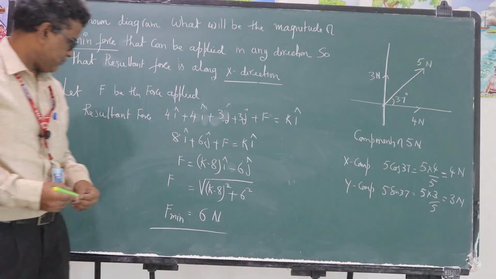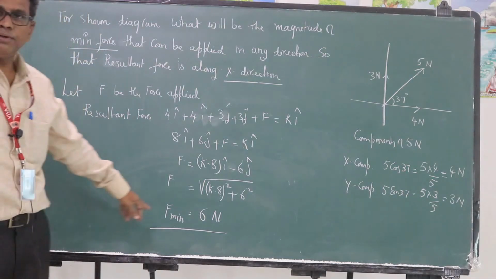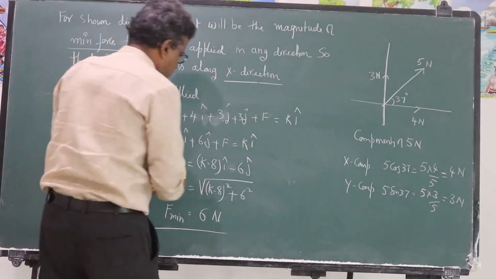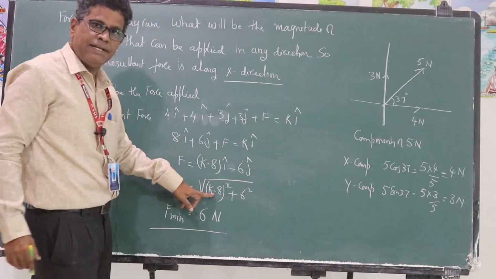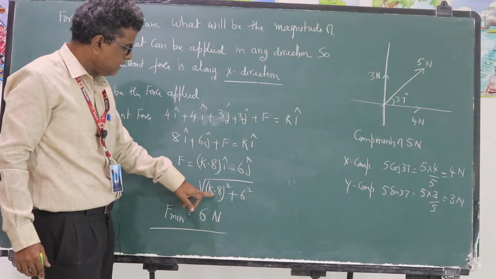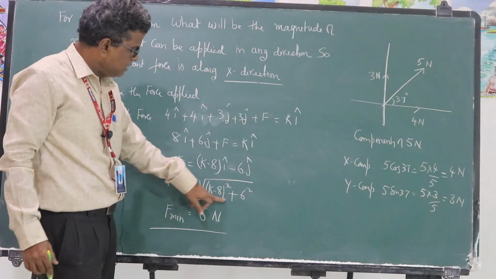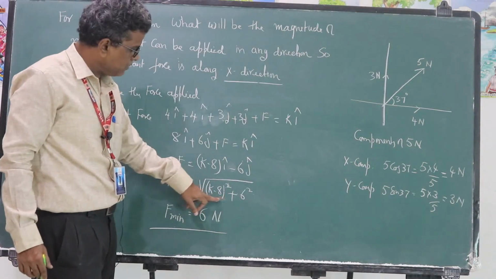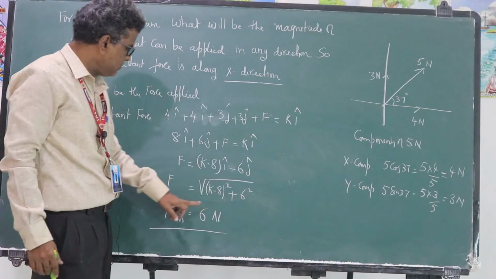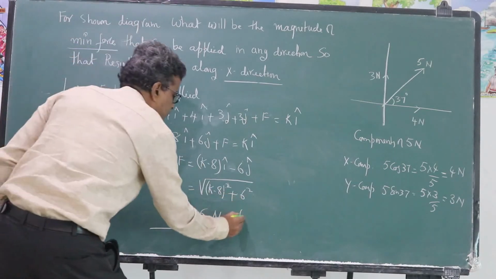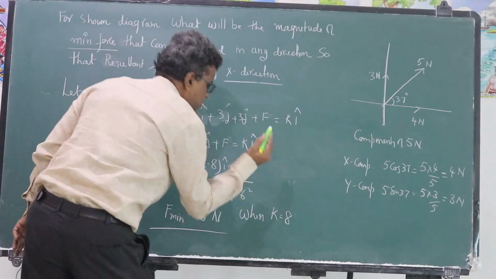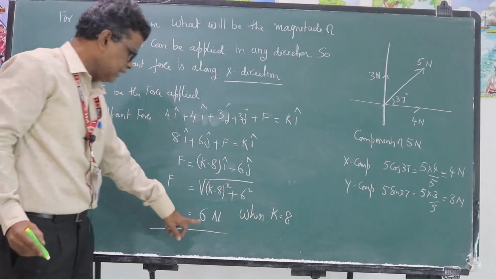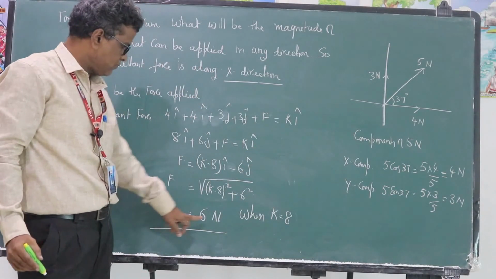Okay. Clear? When K becomes 8, 8 minus 8 is 0, so then this value becomes 0, and then this value becomes the minimum value. So K is minimum; we want the minimum force. K is equal to 8, then you will get the minimum force. Okay.